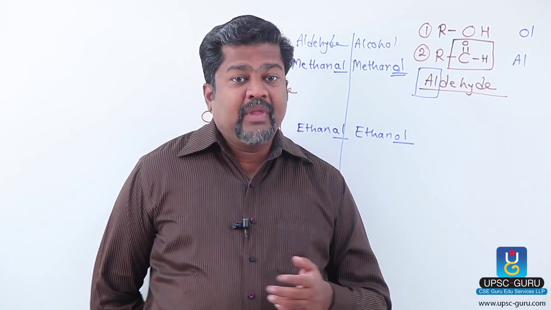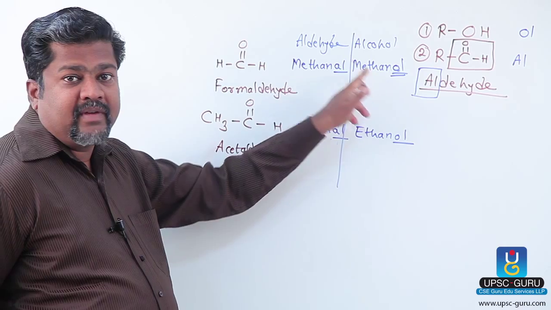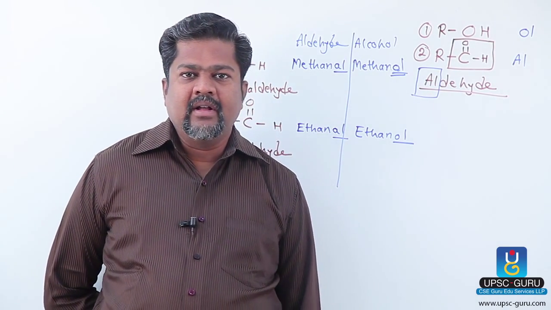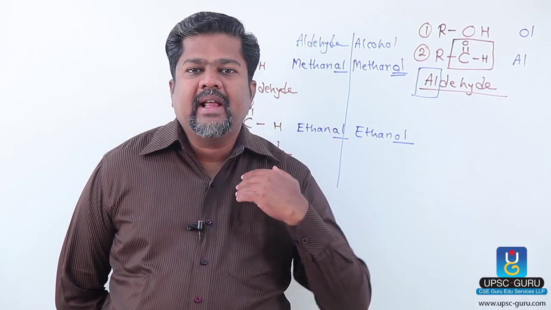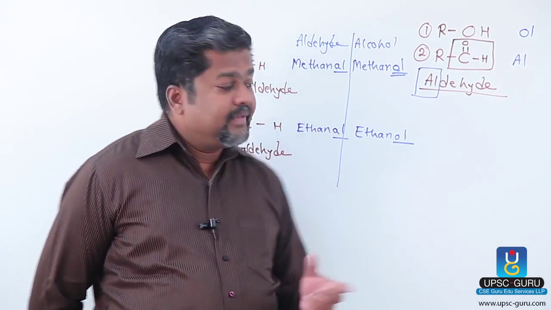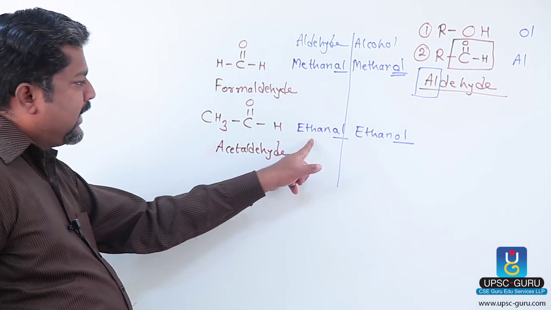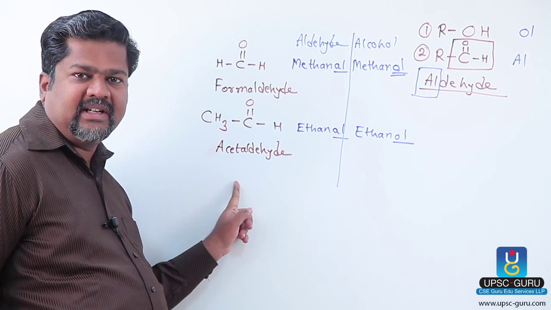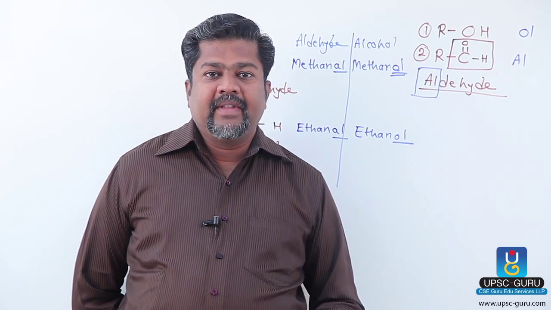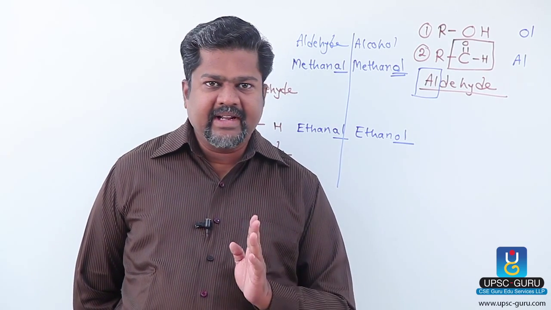Just imagine, a person consumes methanol. The enzyme in our body will convert methanol into methanal, that is formaldehyde, and poison is generated in the body, and that is the problematic one. Now here ethanol is obviously converted into ethanal, that is acetaldehyde, which is also poisonous for the body, but it is less poisonous than methanol. Getting the idea?